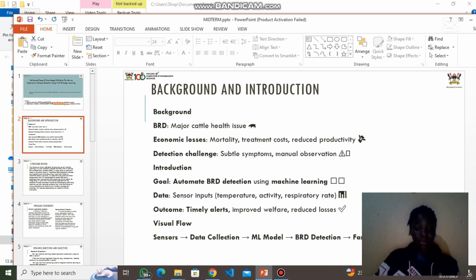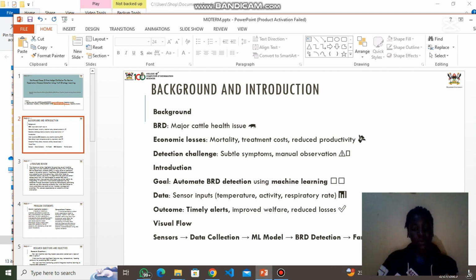So a brief visual flow is here, whereby we have the sensors which sense like the temperature, whether the temperature, okay, depends like the range. If the cattle ranges between this and this temperature, it's healthy. If it doesn't, then it's affected.